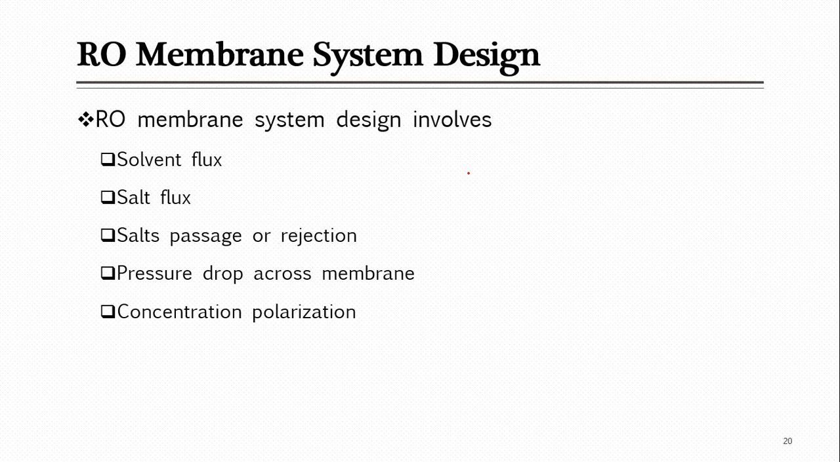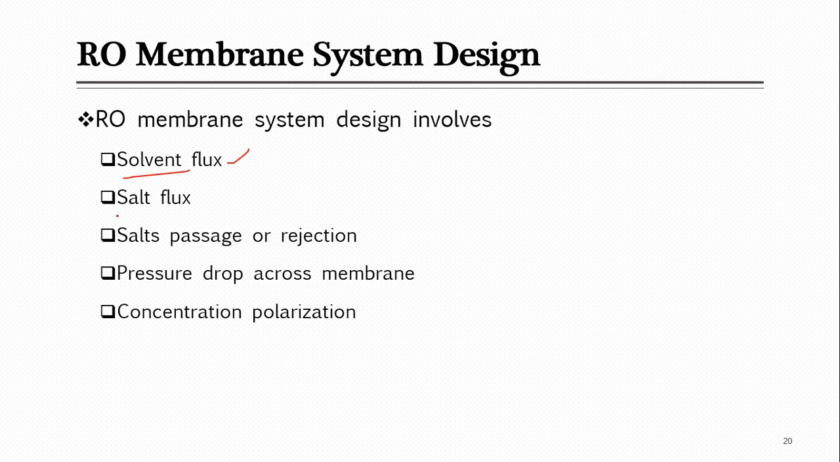As I finished my lecture yesterday at this point, I told you that there are various factors you have to keep in mind, or various calculations you have to make when designing this RO membrane system. Those calculations involve solvent flux. The solvent will majorly be water if we are using it for desalination purposes. Otherwise, if you are using the RO membrane for any other separation, that species will permeate through the membrane and be obtained as permeate. That's the solvent. Its flux calculation means how much amount is passed, or its flow rate per unit area.